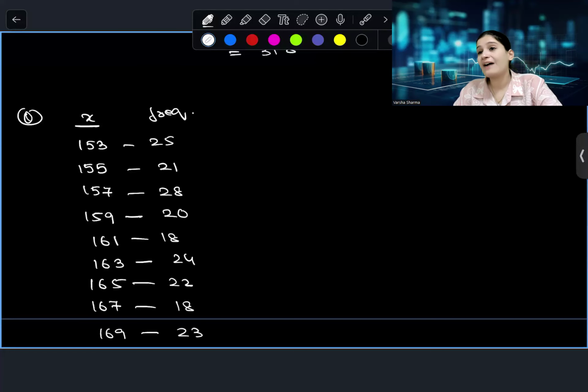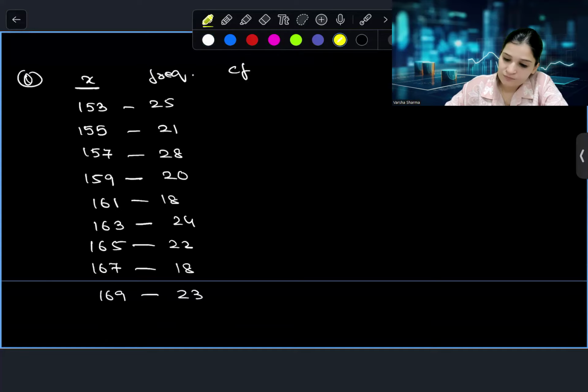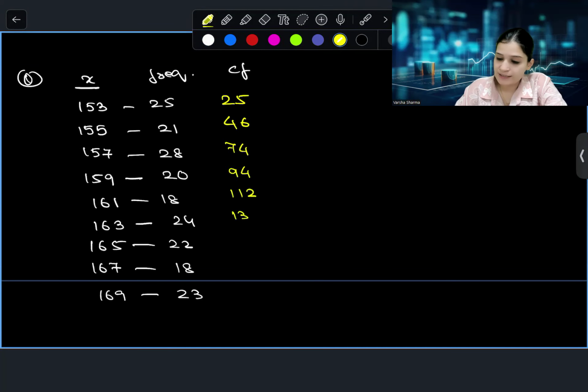If it is frequency, you have to calculate cumulative frequency. Calculate that. 25. 25 plus 21, 46. 46 plus 28, 74. 74 plus 20, 94. 94 plus 18, 112. 112 plus 24, 136. 136 plus 22, 158. 158 plus 18, 176.